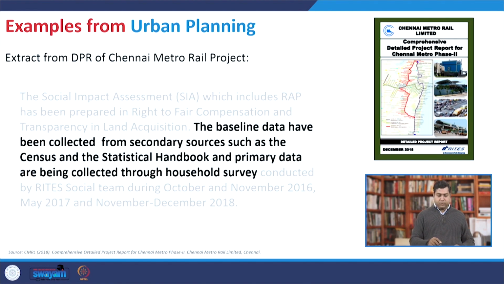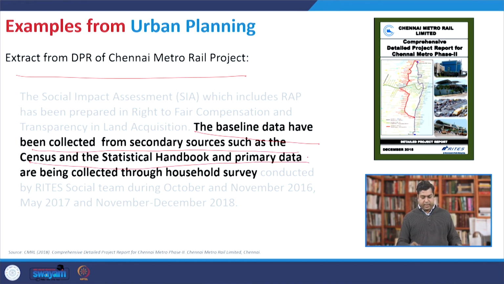At the same time, this is an extract of the detailed project report of the Chennai Metro Rail project. Here it says the baseline data have been collected from secondary sources such as census and statistical handbook, and primary data are being collected through household survey. For this particular DPR, to assess the infrastructure, in metro DPRs they also go for some assessment of the rehabilitation part, that if there is some kind of issue in the alignment, they want to take some information from this.